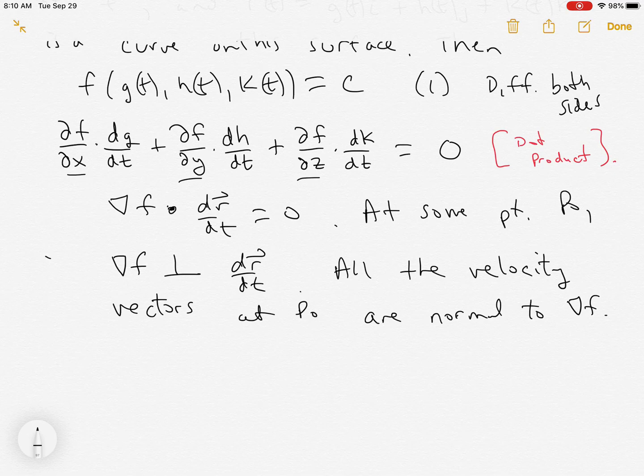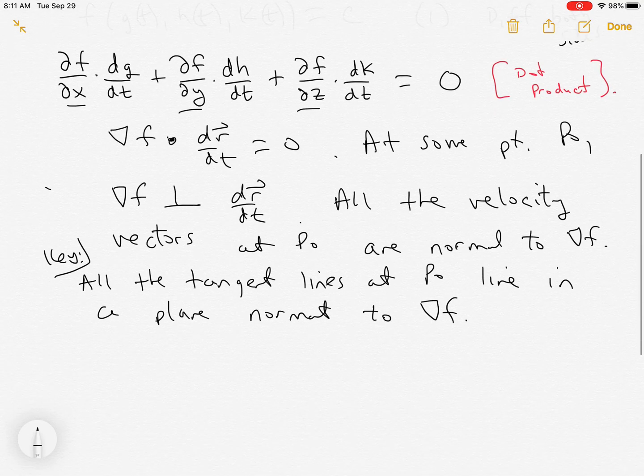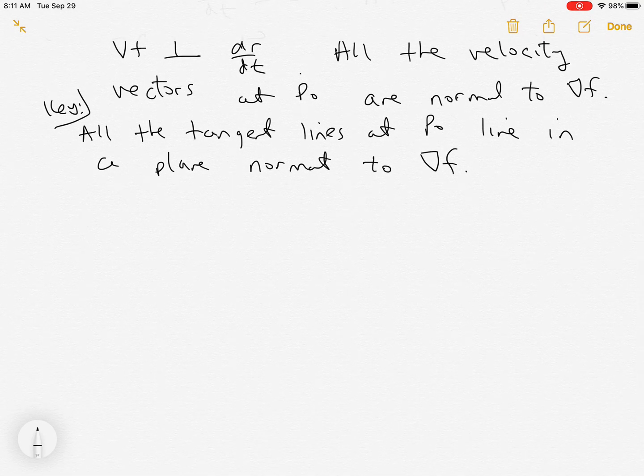And so all the tangent lines at some point on the surface lie in a plane normal to del f, and this is really key. Okay, and this plane is called the tangent plane. Okay, which I'll define now.